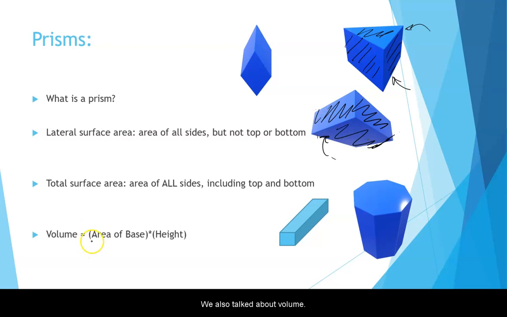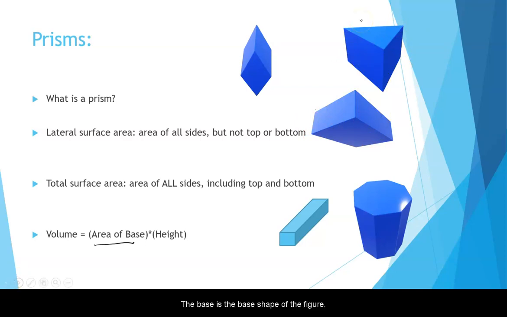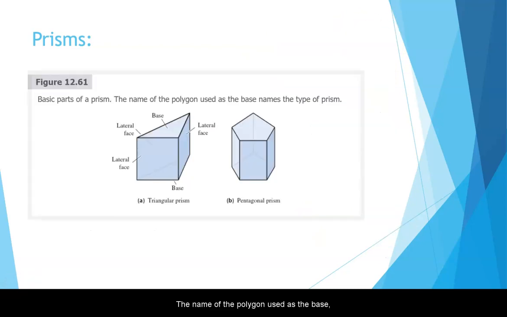We also talk about volume. Volume is the area of the base times the height. So with some of these shapes, it's really important to figure out what the base is. The base is the base shape of the figure. So for example, even though this shape has rectangles on it and triangles, I know it's a triangular prism and the base is that triangle. The name of the polygon used as the base names the type of prism. So this is a triangular prism because the base is a triangle.